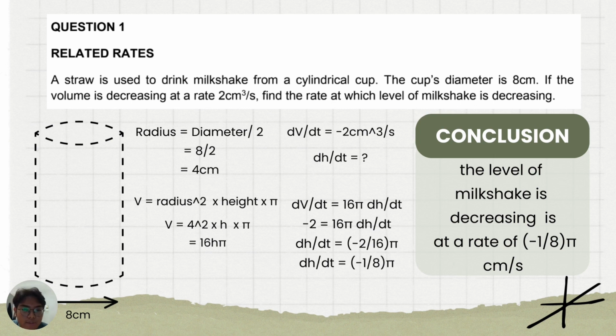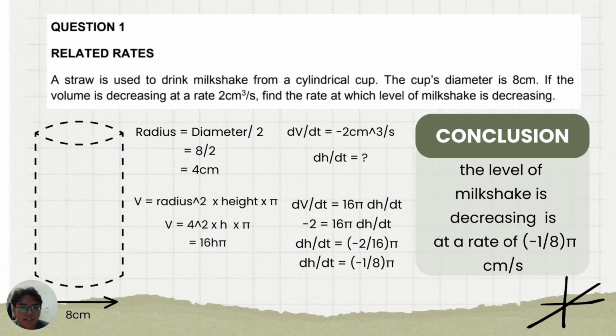To do that, we must use the volume formula for the cylindrical shape, which is V equals to radius squared times height times pi. In this situation, the radius is 4, so volume equals to 4 squared times height times pi, which will give us V equals 16 times height times pi. So now we will differentiate the volume formula, which will give us dV over dt equals to 16 pi dh over dt.